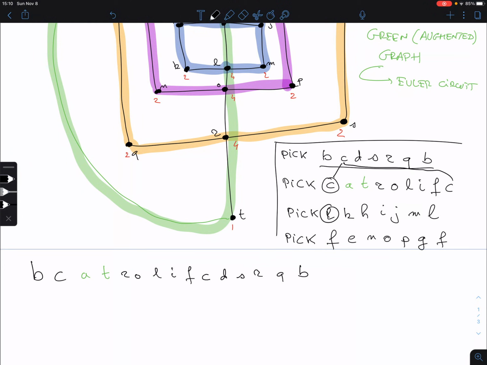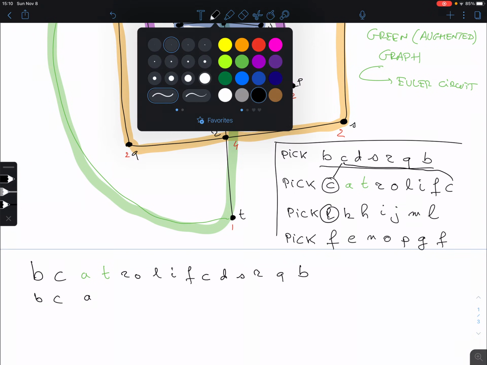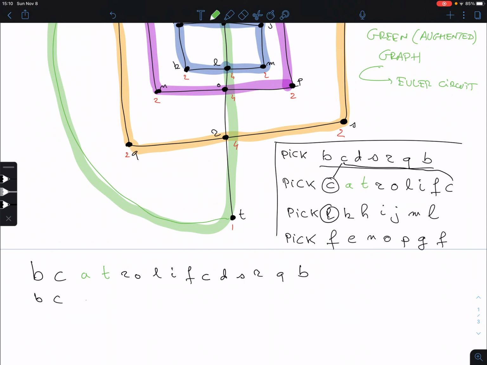Okay, so this is B, C, A. Oh, I have to do this in green. A, T, R, O, L. So here I'm reaching L, and I will go on this little detour here: K, H, I, J, M, L. Back in L, I can continue my previous work: I, F, C, D, S, R, Q, B.